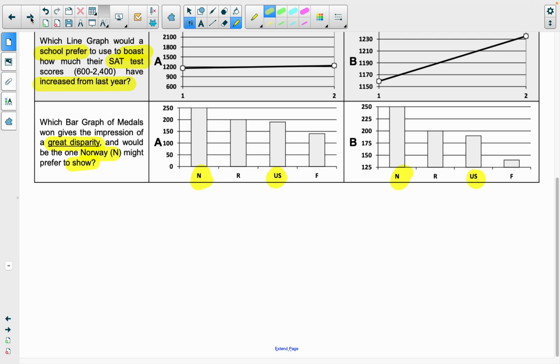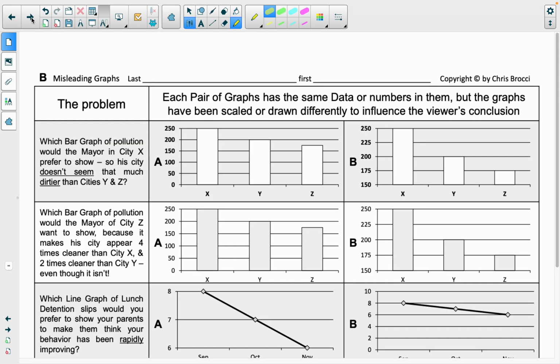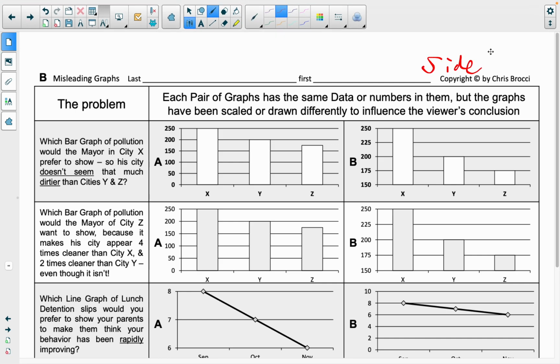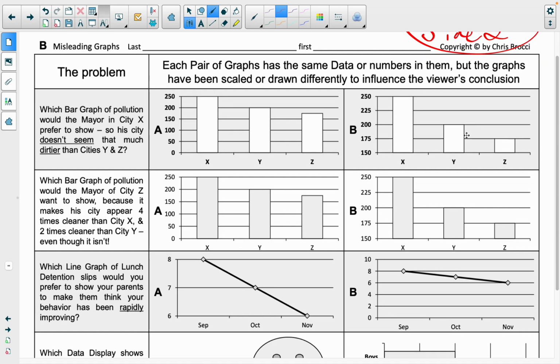All right, now we're flipping over to the back side. And each time you should be circling. On this side, you're going to write side 2. All right.